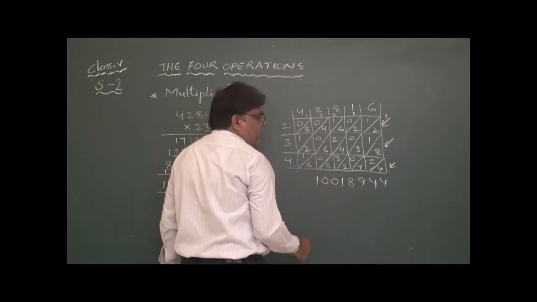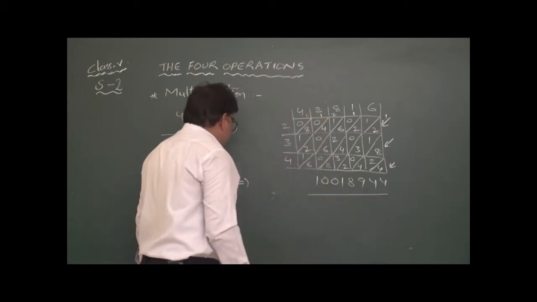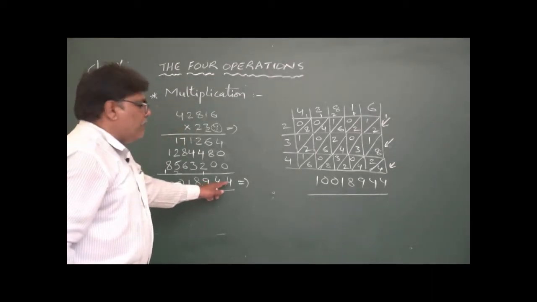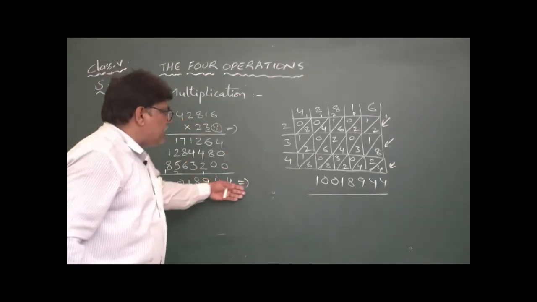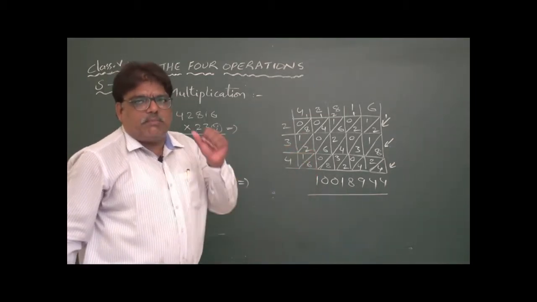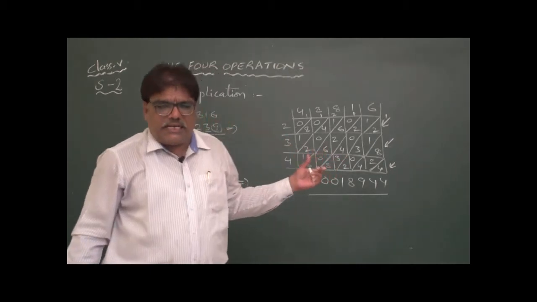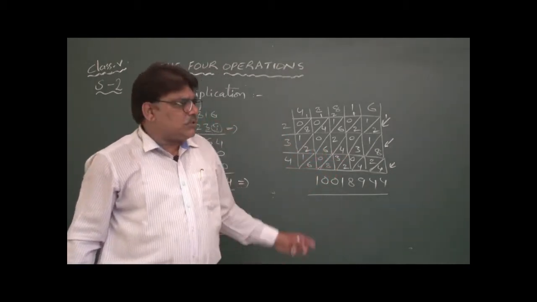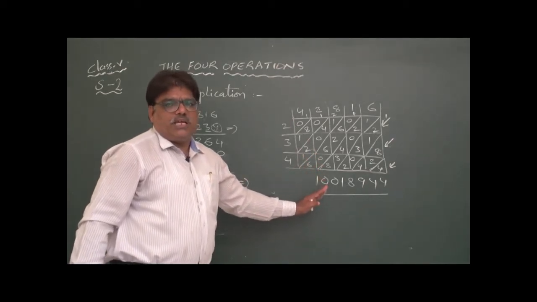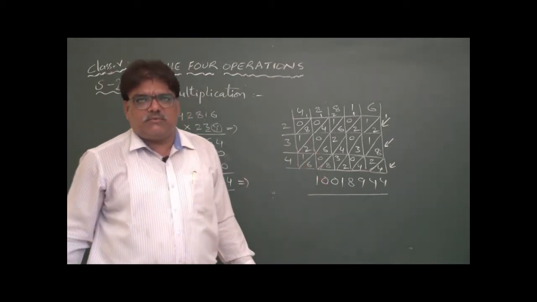So like this you are getting the answer, and the answer is also the same: 10018944. Either this method or this method, there are two methods. Either the box method or the direct method you can use. It is also called the column method. It is called the box method. If you practice, then you will get it.